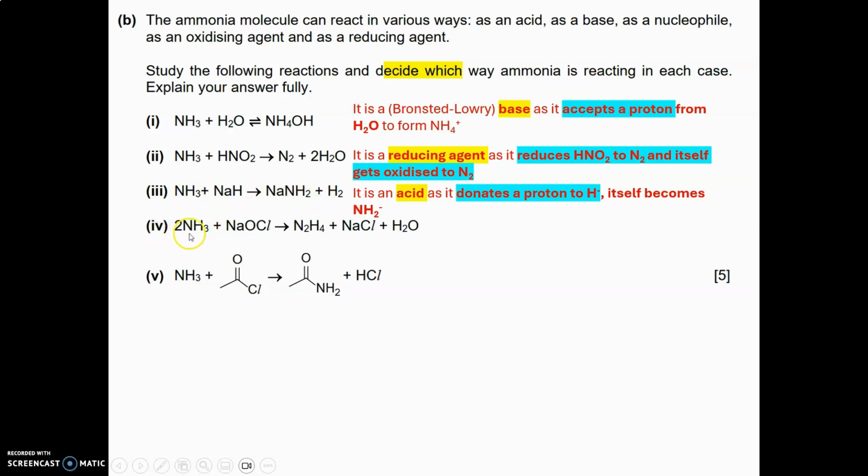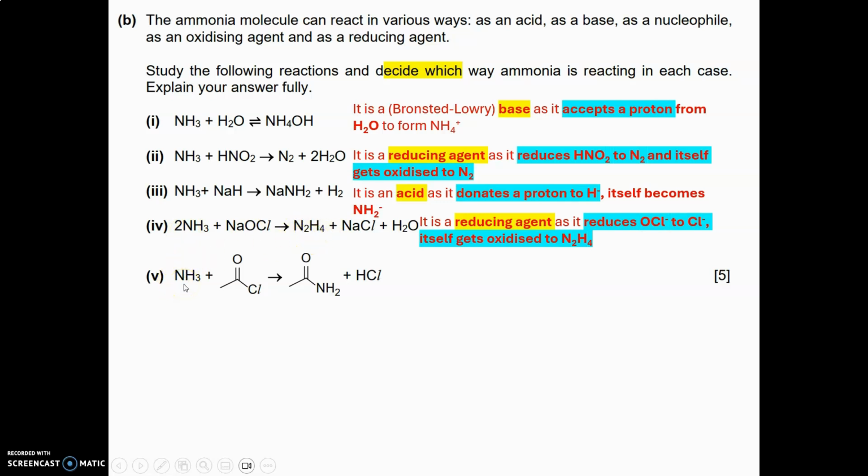Part 4, this is again a redox reaction and ammonia is a reducing agent because it reduces the OCl minus ion to Cl minus. The oxidation state of chlorine decreases from +1 over here to -1 over here. Ammonia itself is oxidized from -3 in ammonia to -2 in hydrazine, N2H4.